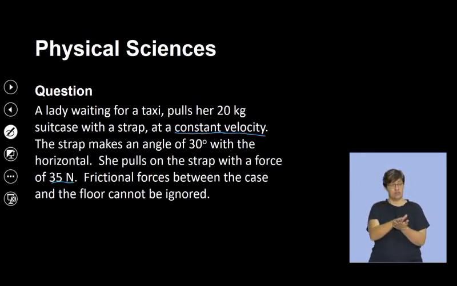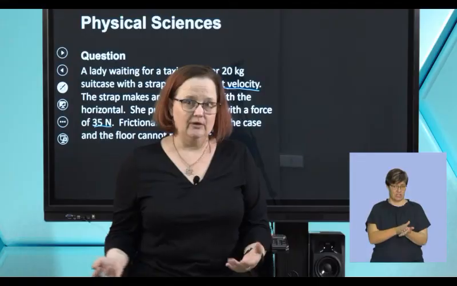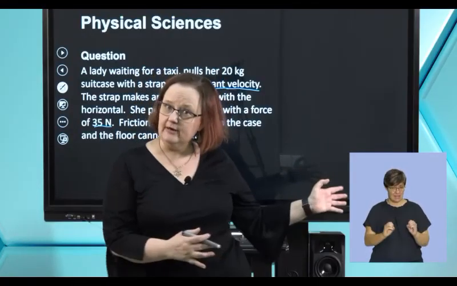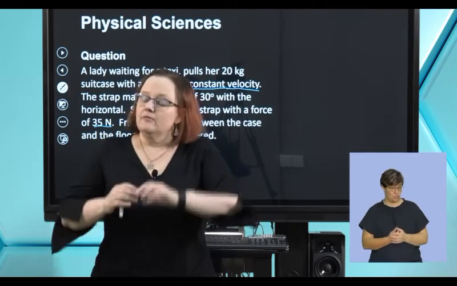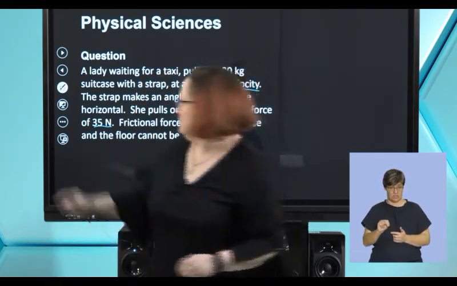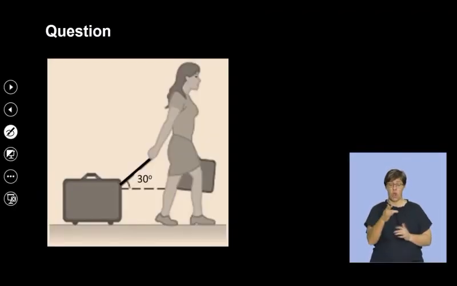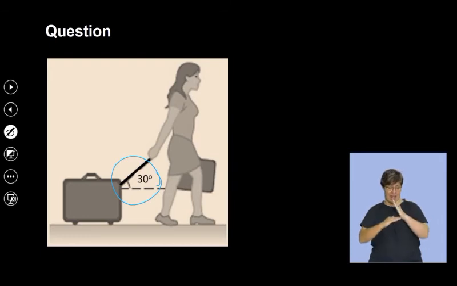Frictional forces between the case and the floor cannot be ignored. She can only pull it at constant velocity if there's friction, okay? Because if there's no friction, it'll accelerate. So the 35 newtons is at an angle, and I actually have a diagram for us, okay? So we're concerned with what's happening there. It's at an angle. Remember, the suitcase is moving horizontally, so it's the horizontal forces that are important for us.